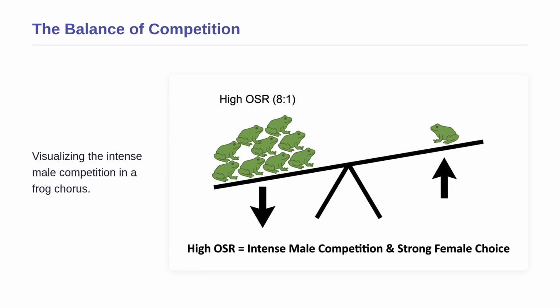The diagram teaches us that when the ratio is heavily skewed, the biological balance of power shifts entirely to the rarer sex. The males must compete intensely while the single female gets to be highly selective.